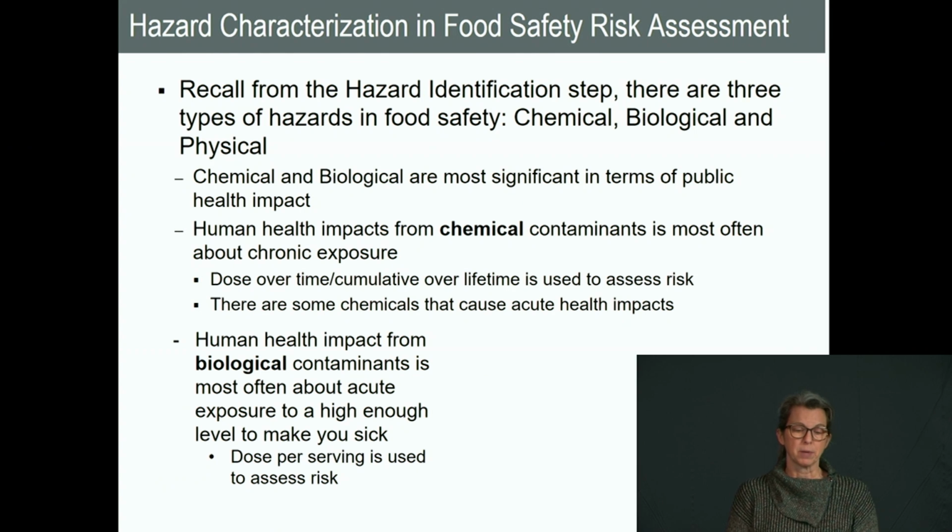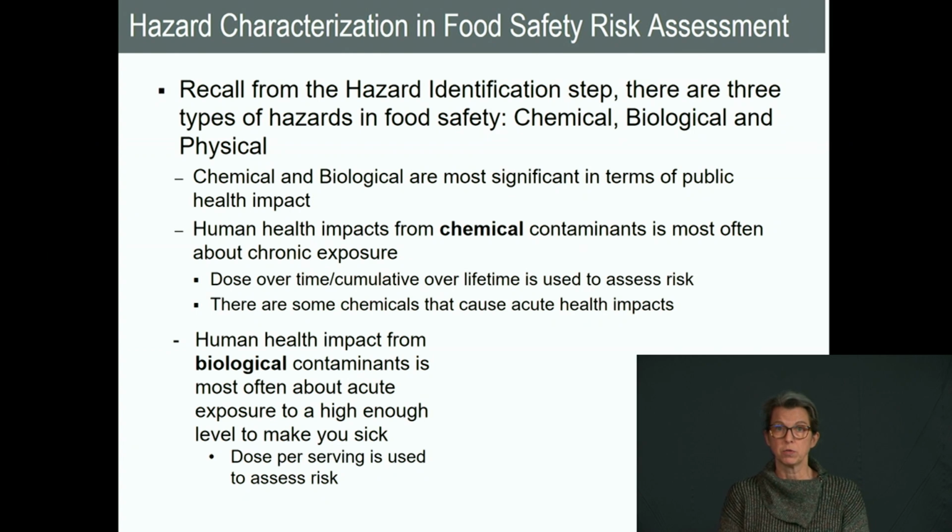Human health impacts from chemical contaminants are most often about chronic exposure. So something that you have maybe a small dose or maybe a big dose, but it's something that happens over a long period of time, over days and days and months and years. And so you would need to have that exposure over time to estimate the potential risk, the potential negative health impacts that would result from that exposure.